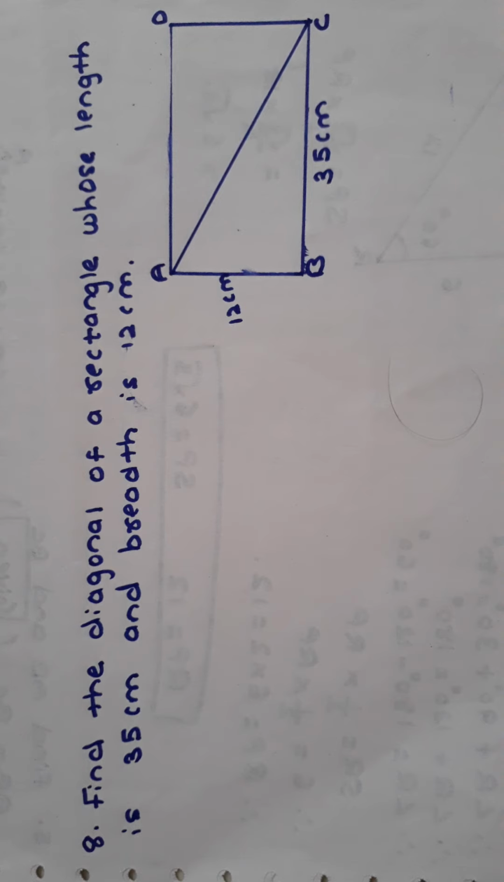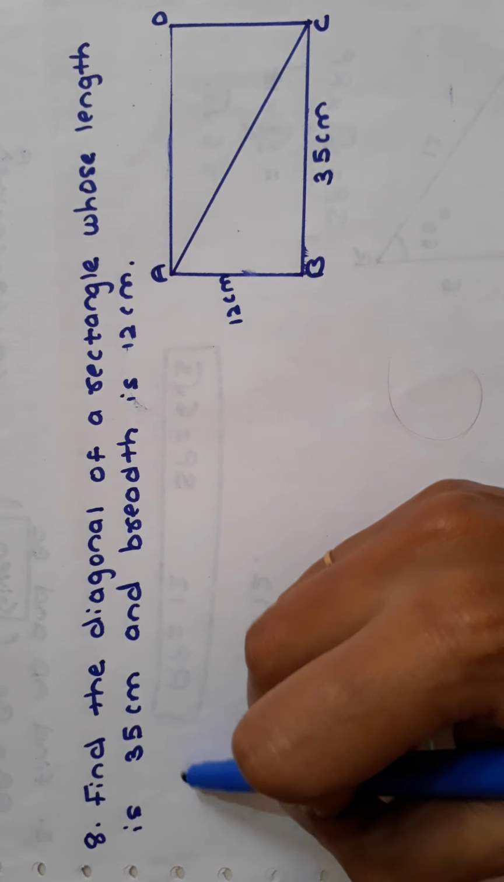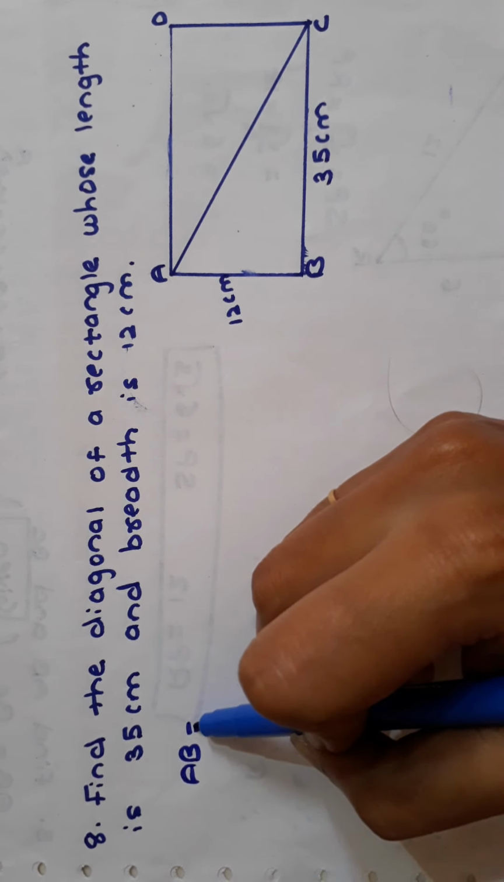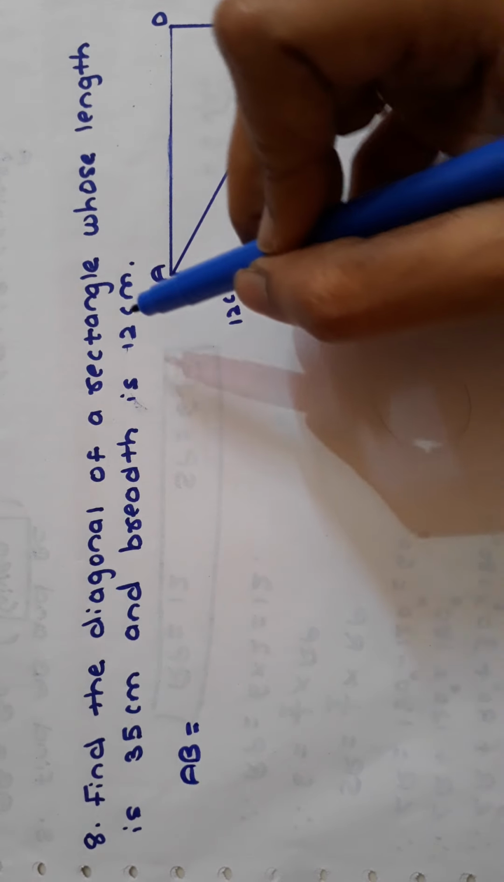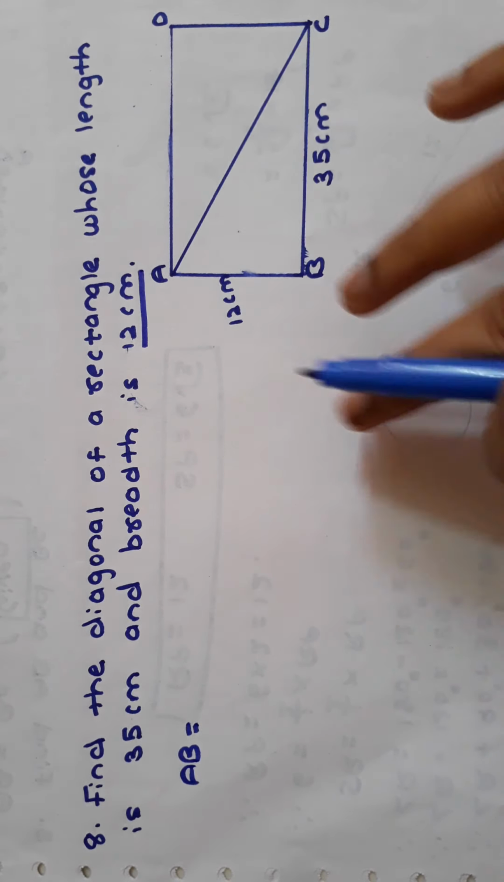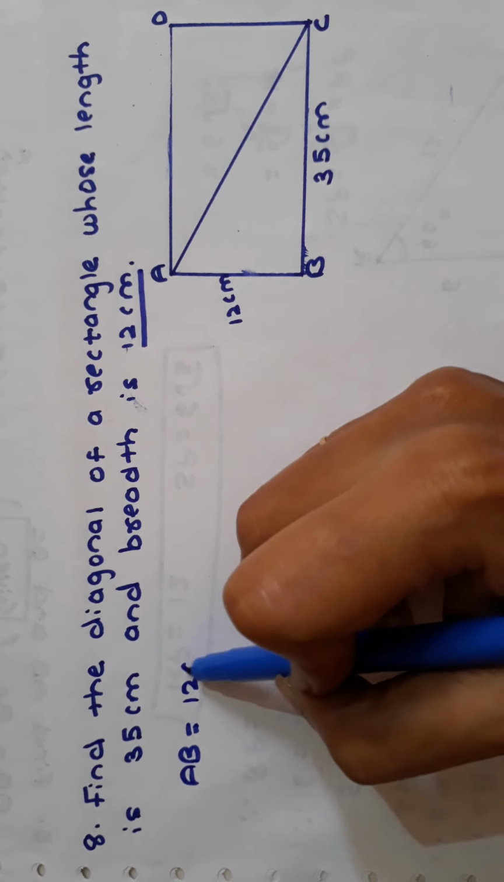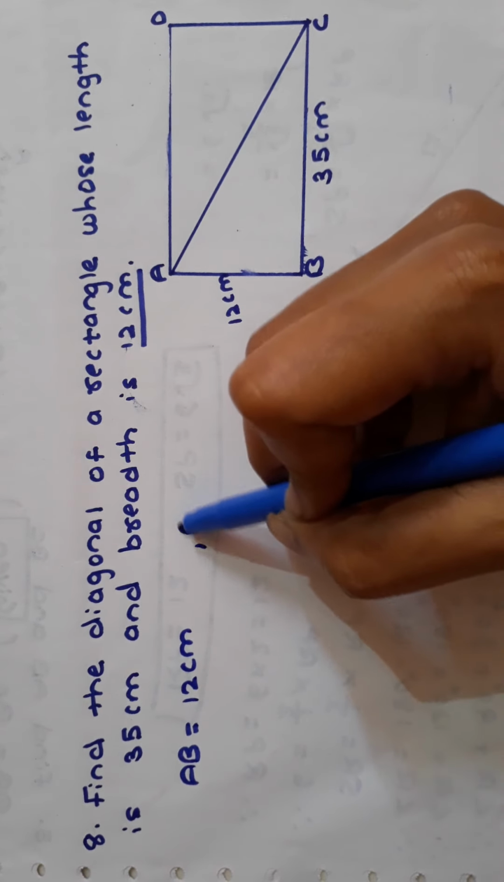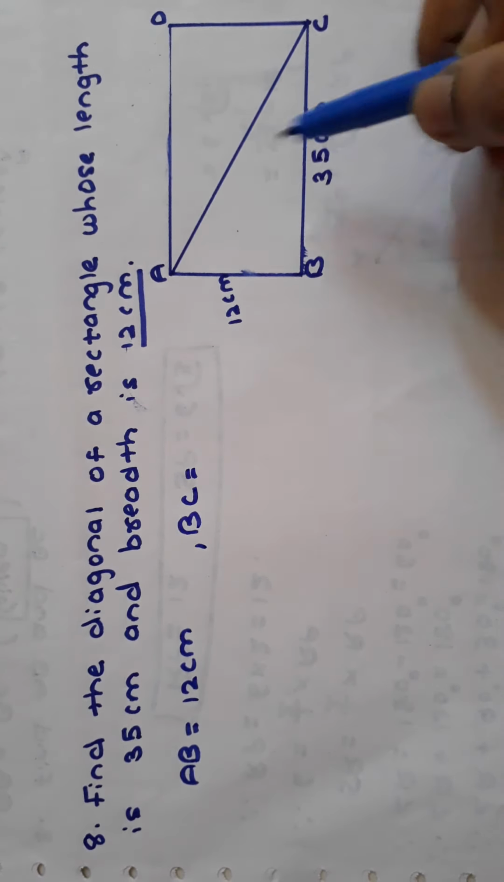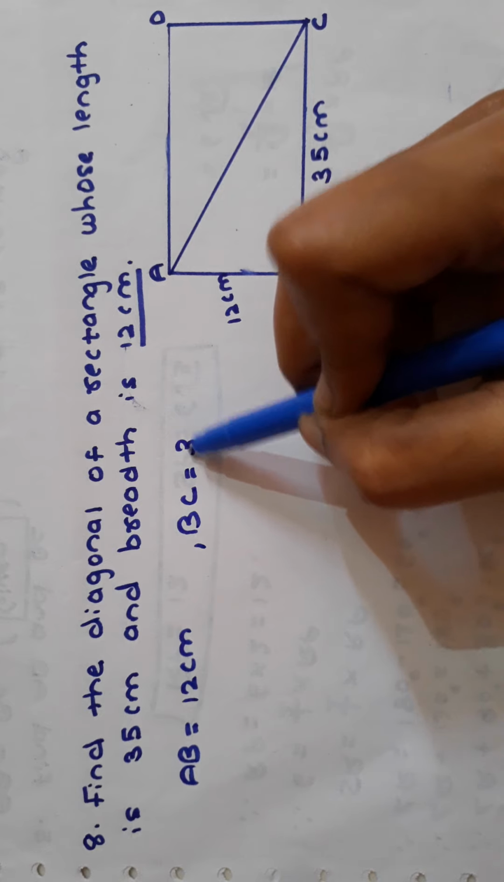Question number 8. Find the diagonal of a rectangle whose length is 35 centimeter and breadth is 12 centimeter. So let ABCD be the required rectangle. AB is the breadth, and the breadth of the rectangle is 12 centimeter. BC is the length and the length of the rectangle is 35 centimeter.